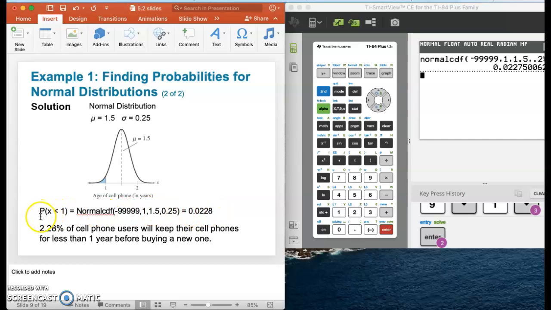Notice the notation, capital P, parentheses, x is less than 1 equals normal CDF, and then in parentheses, lower bound, upper bound, mean, standard deviation equals 0.0228. What does that mean? That means 2.28% of cell phone users will keep their cell phones for less than 1 year before buying a new one.